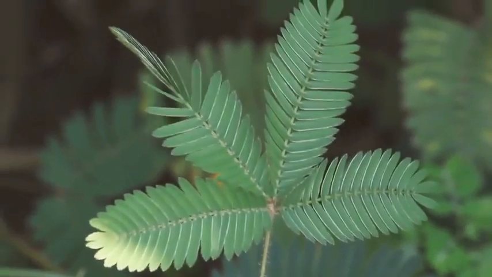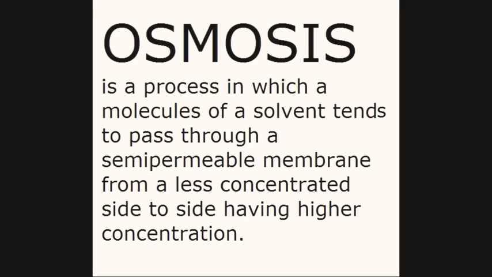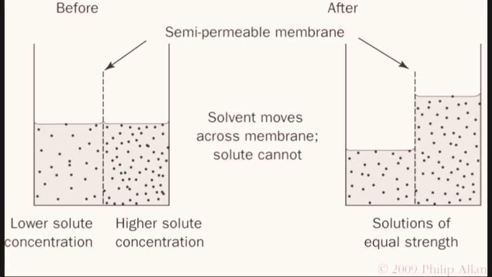The mechanism of this action could be understood easily through a process called osmosis. I know most of you already know about osmosis, but for those who don't, osmosis is a process in which the molecule of a solvent tends to pass through a semi-permeable membrane from less concentrated site to site having higher concentration. The purpose of osmosis is to maintain the equal concentration on either side of the solution.